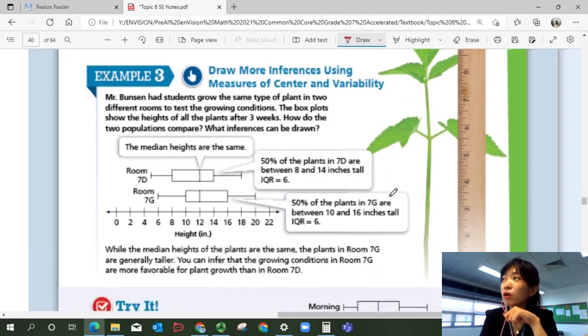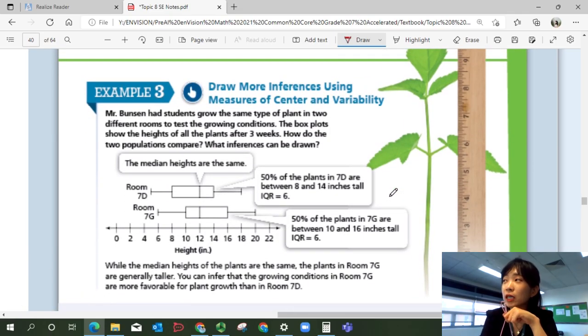Okay, example 3, draw more inferences using measures of center and variability. So how can we draw more inferences? Mr. Bonson had students grow the same type of plant in 2 different rooms to test the growing conditions. The box plots show the heights of all the plants after 3 weeks. How do the 2 populations compare? What inferences can be drawn?